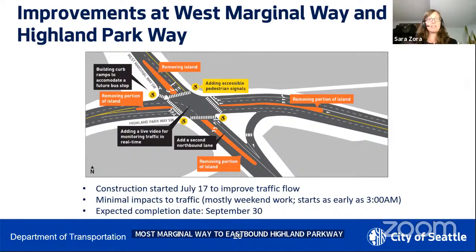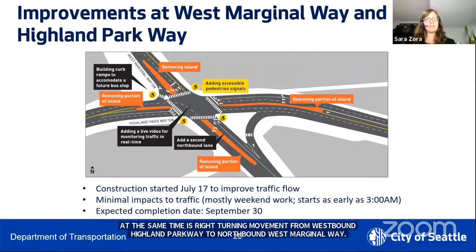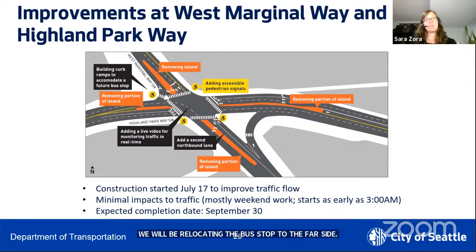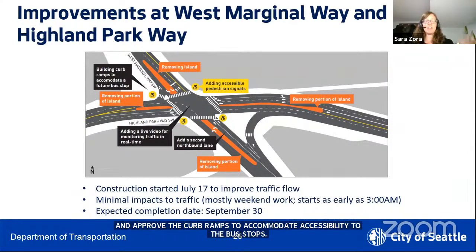So you'll be seeing SDOT crews removing portions and whole traffic islands out there. We'll be relocating the bus stop to the far side, the westbound side of the intersection on Highland Parkway, and improving the curb ramps to really accommodate accessibility to those bus stops, as well as adding accessible pedestrian signals around that intersection.